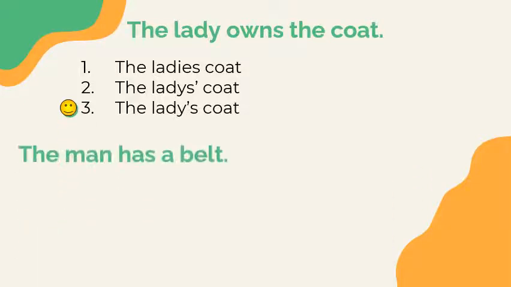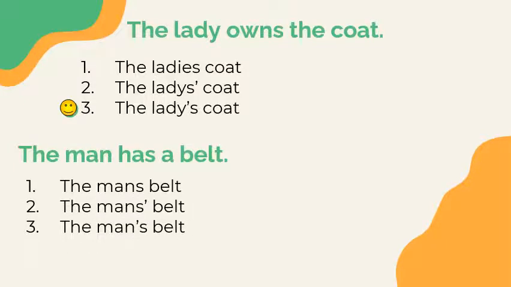Another example, the man has a belt. Okay, so the man is the owner. Man, how many man we're talking about here? We're talking about only one man, so it's a singular noun. So according to the rule, it says that we have to add apostrophe then s, so it's not number one. We do not say the mans belt without apostrophe. We have to write apostrophe then s. The apostrophe comes before the s in the singular noun.